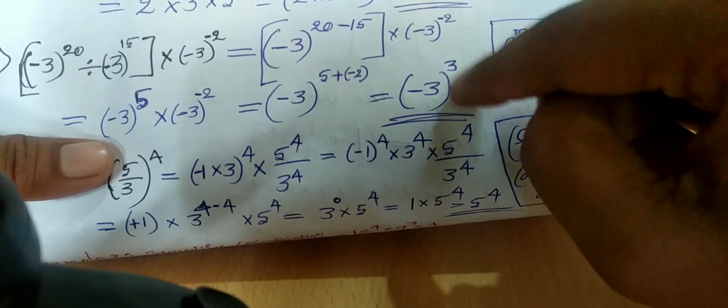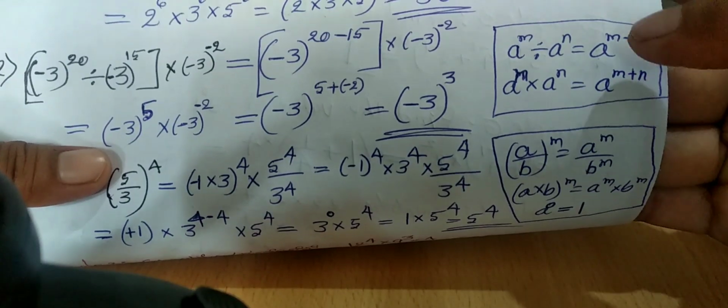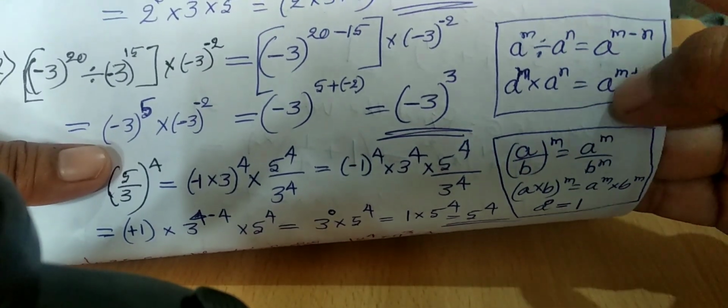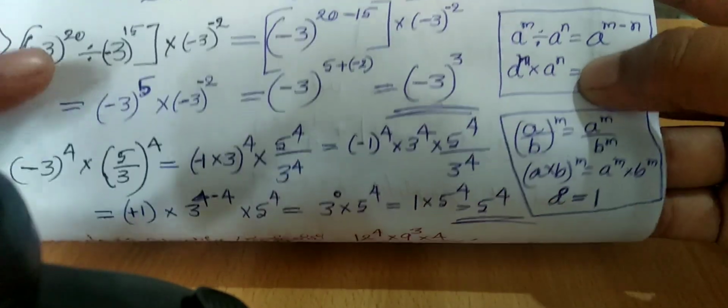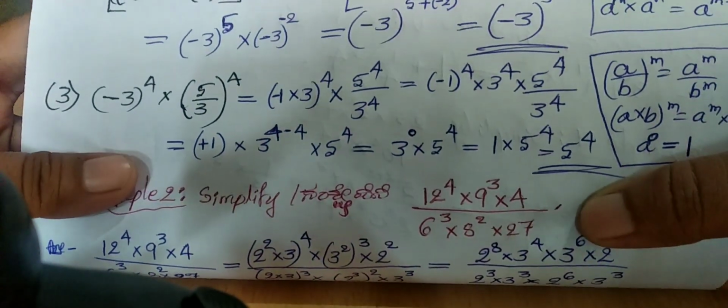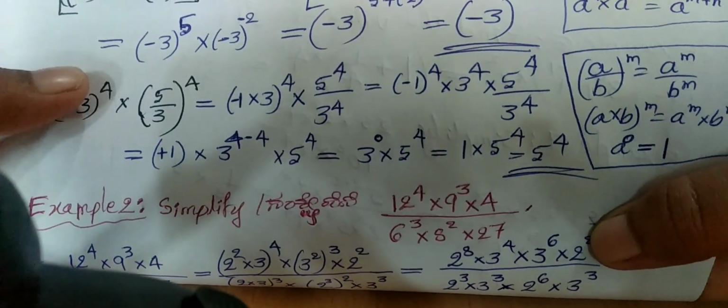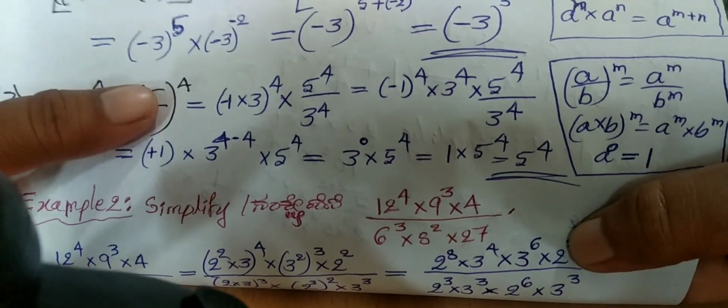5 minus 2 is 3. Integers, like integers, we will solve it here. Here we have made use of these two formulas and expressed the answer in the exponential form. Let us go to the next example. Check here: -3 to the power 4 into 5 by 3 whole to the power 4.